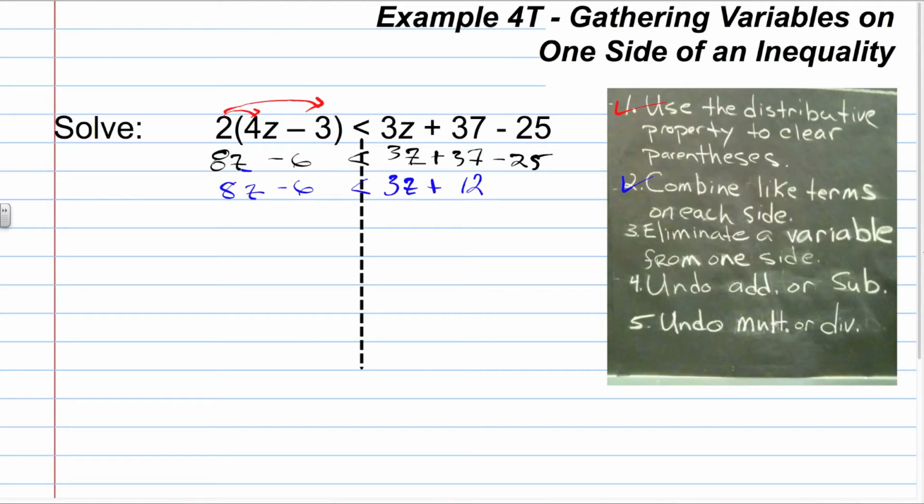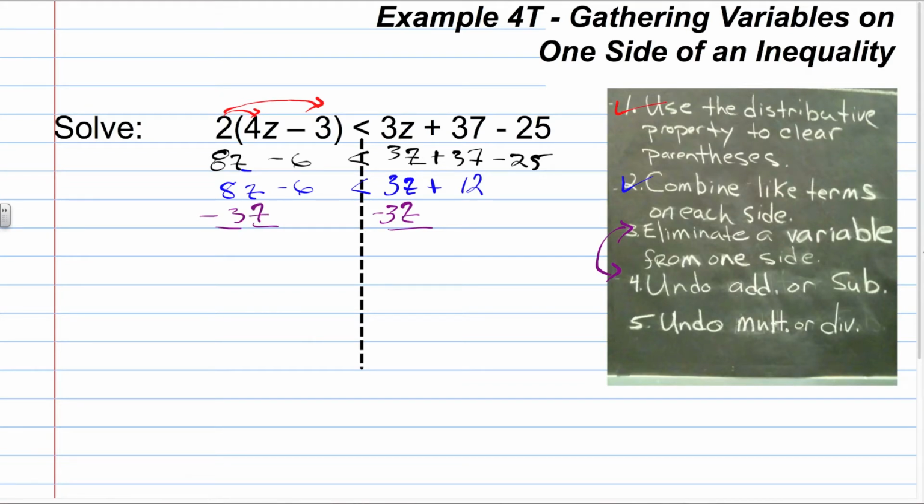Now here's where I talk about combining two steps. We can get the variable on one side, or we can eliminate the variable on one side and undo the addition or subtraction. Whichever side you get the variable on, that's the side you're going to put the constant on. In this case, we have 8z on the left and 3z on the right. So I'm going to subtract 3z from both sides.